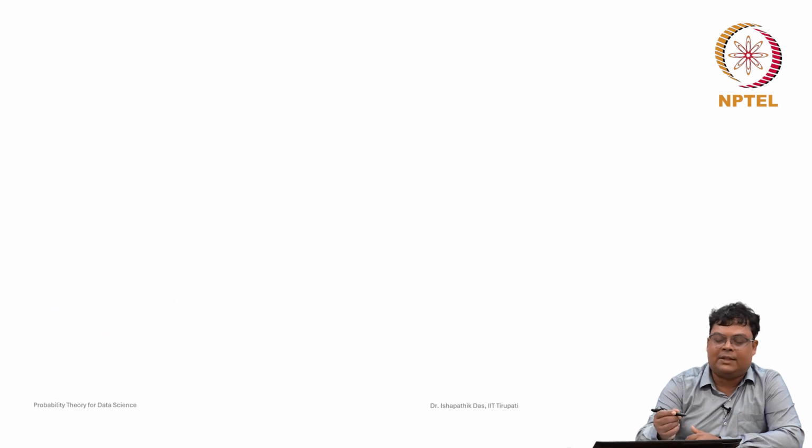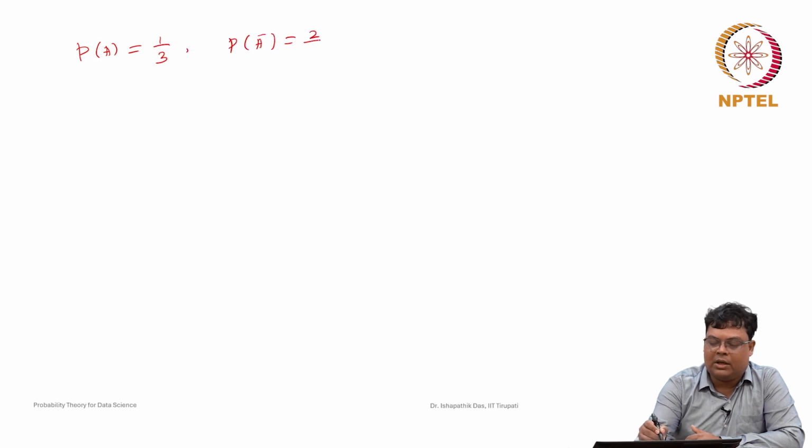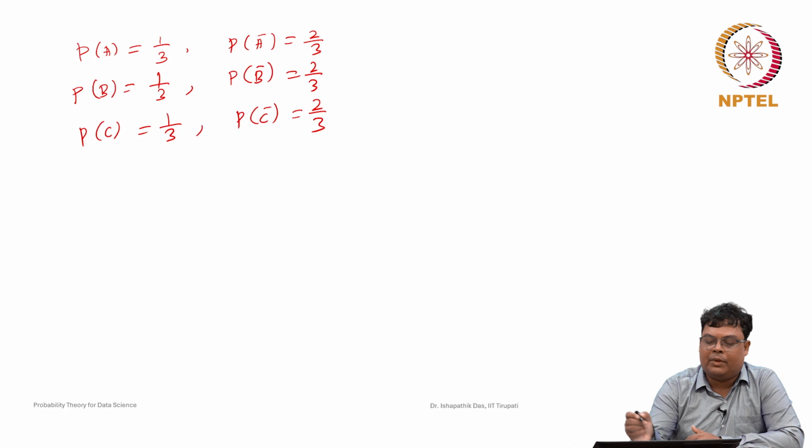The prisoner dilemma says that A, B and C are in jail and one of them will be executed. So the probability that A will be executed is 1 by 3, and A complement is 1 minus 1 by 3, that is 2 by 3. The probability that B will be executed is also 1 by 3, and B complement is 2 by 3. The probability that C will be executed is 1 by 3, and C complement is 2 by 3, that we know. Now we have to find the conditional probability, supposing the guard says that B will not be executed, B complement.